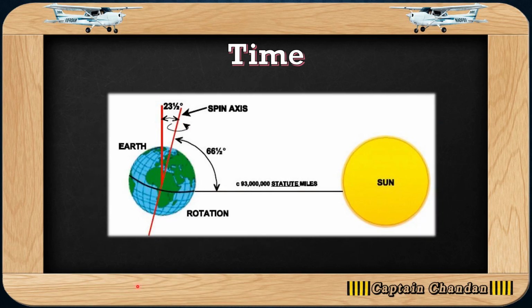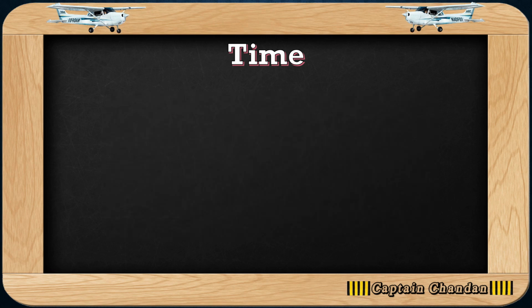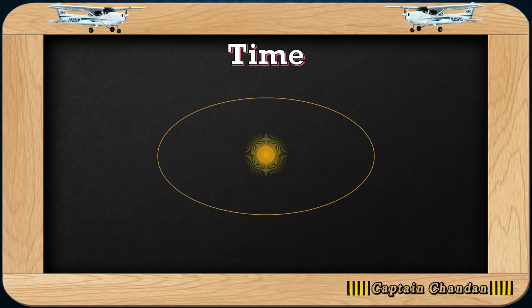As you can see here in the diagram, 66.5 degrees from the orbital plane and 23.5 from the normal. The Earth is tilted. You can see clearly here. This is the reason for the seasons changing. Various positions of the Earth while orbiting.